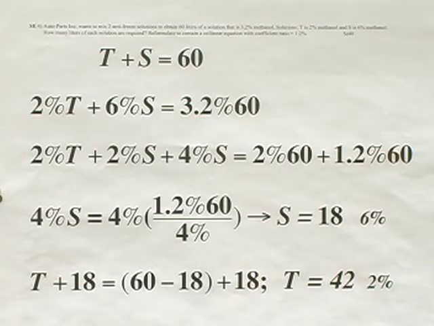Here's the first equation. T plus S is going to equal 60 liters. The second equation is 2% times T, the number of liters of 2% methanol, plus 6% times the number of liters of S, 6% methanol, and we want a solution that's 3.2% methanol, 3.2% of 60.